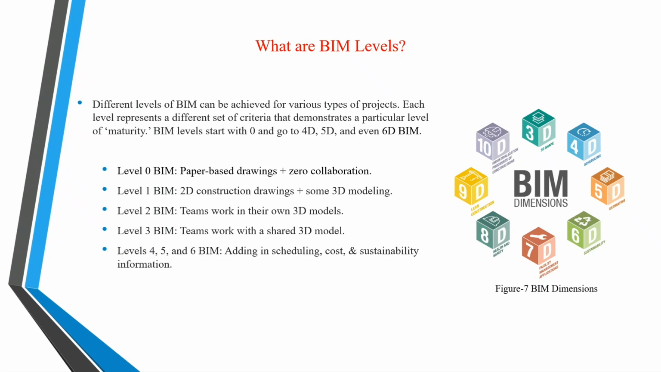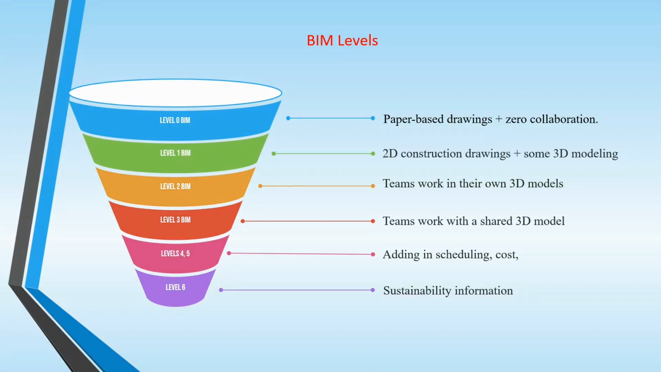Level 2 BIM, team works in their own 3D models. Level 3 BIM, team works with a shared 3D model. Level 4, 5, 6 BIM, adding schedule, cost, and sustainability information. This figure explains how the project construction design efficiency increases as we increase the level of the project. Like in level 4 and 5, we add scheduling and cost, and level 6 sustainability information.